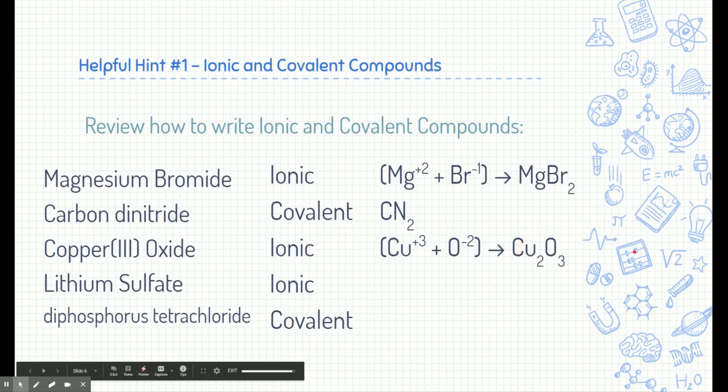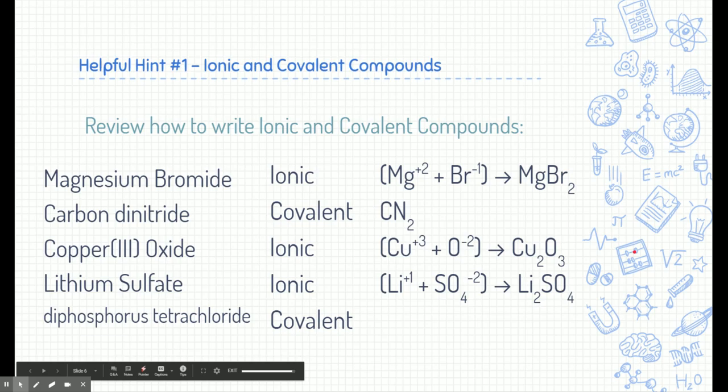Lithium sulfate is ionic, so we need to worry about charge. Lithium is a plus 1. Sulfate is a polyatomic ion found on the bottom part of the front of our periodic table. Sulfate is SO4, and its charge is minus 2. Therefore, we need 2 lithiums and only 1 sulfate in order to make lithium sulfate.